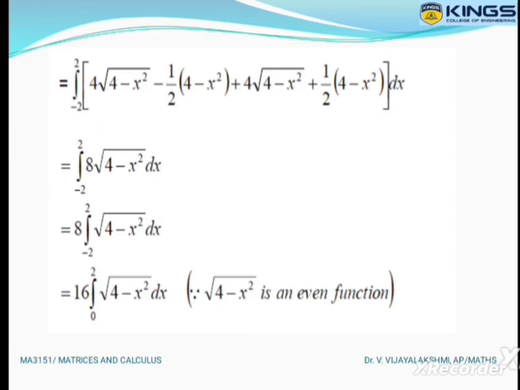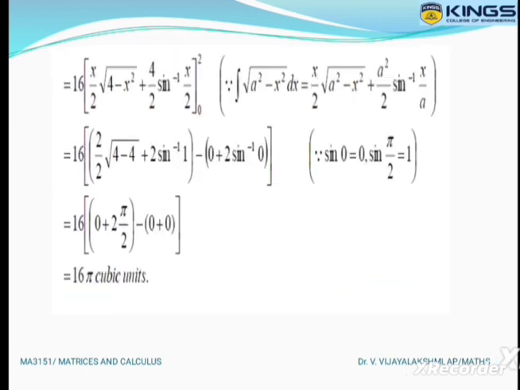For now, the integrand part is root of 4 minus x square. This one is an even function. So by the property of definite integral, integral minus a to a f of x dx equals 2 times integral 0 to a f of x dx, if the function is an even function. Here the function root of 4 minus x square is an even function, so we can write 2 into integral 0 to 2 root of 4 minus x square dx. I already have 8, so 16 into integral 0 to 2 root of 4 minus x square dx.